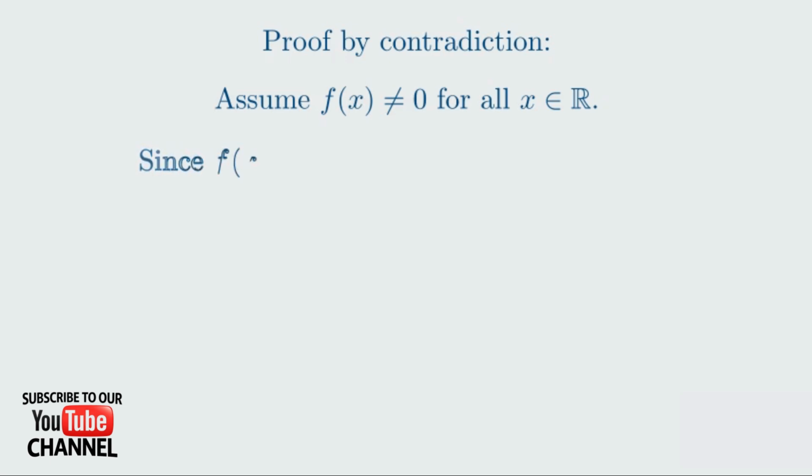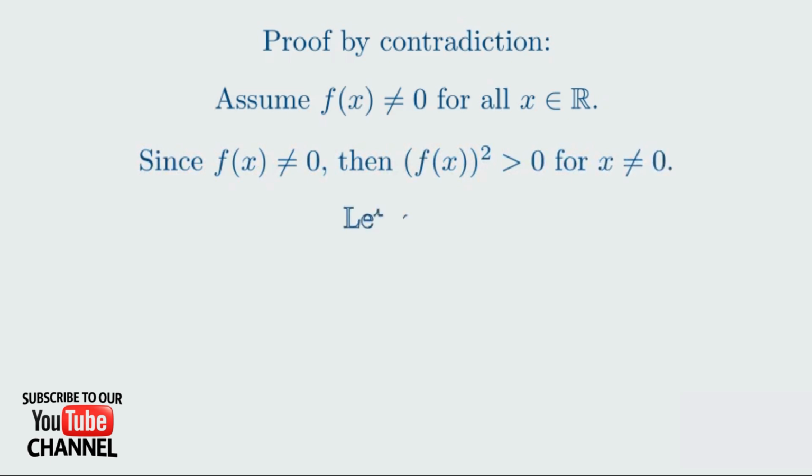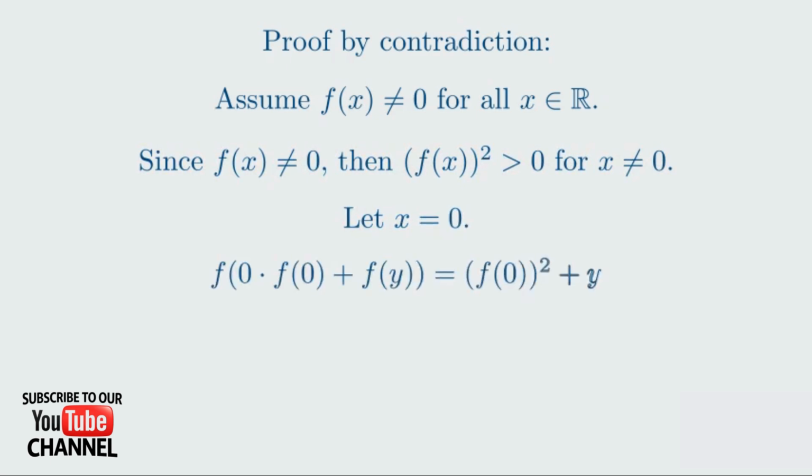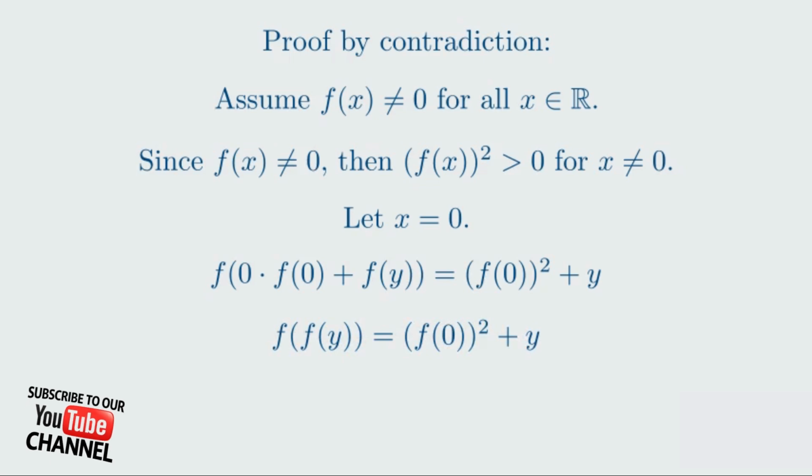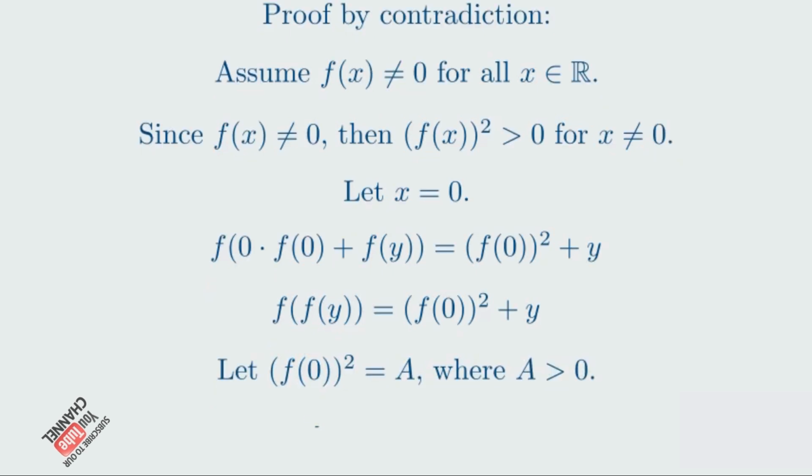If f(x) is never 0, then the term f(x)² is always a positive number for any value of x. Let's substitute x equals 0 into our original functional equation. We get f(f(y)) = f(0)² + y. Remember, we are still operating under the assumption that f(x) is never 0, so f(0) is certainly not 0. This means f(0)² is a positive constant. Let's call this positive constant a. So we have f(f(y)) = a + y.